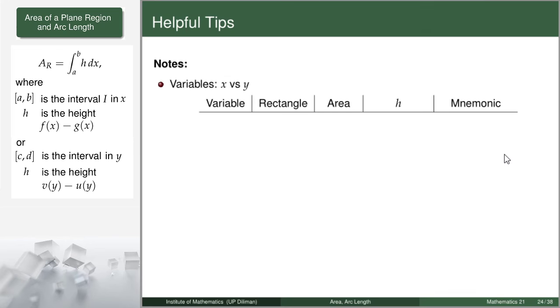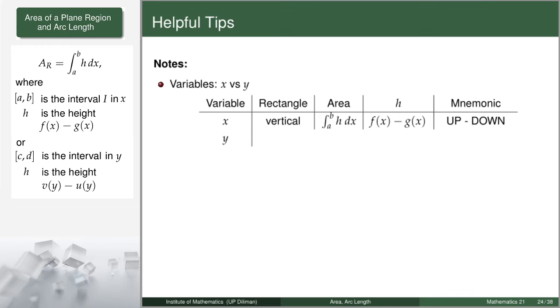But what we are sure of is that if you're going to use the variable x, then the rectangle should be a vertical rectangle. And that means if you want to find the area, it should have a dx here. a and b should be limits of x, so that's left to right. And then the height will just be f of x minus g of x. Or, as I have always said here, this is the top minus bottom, or up minus down.